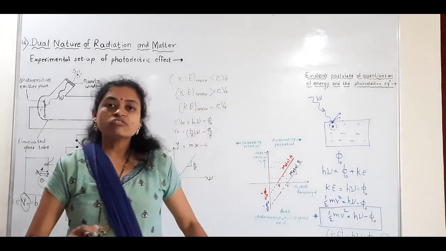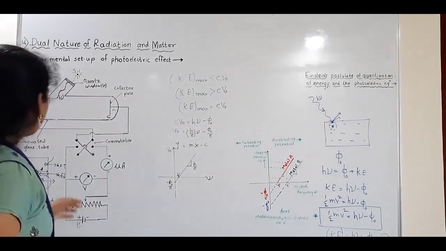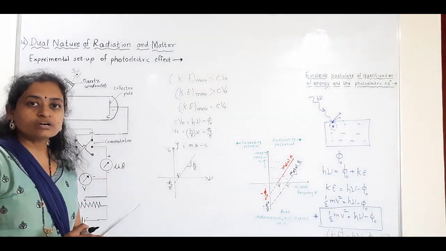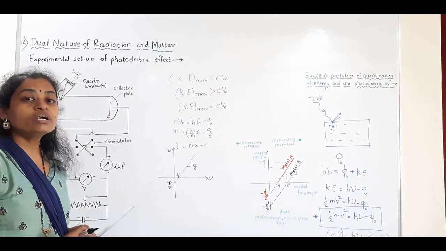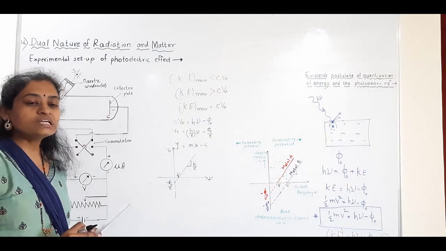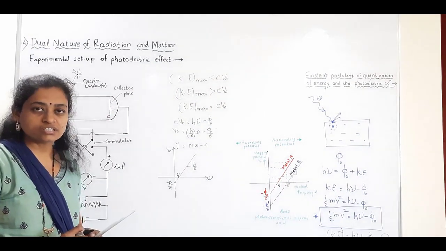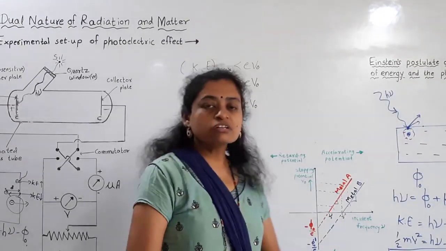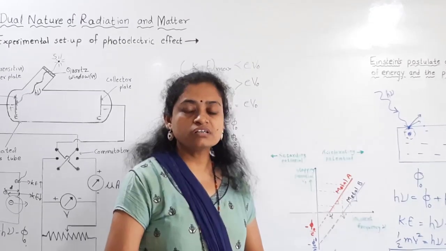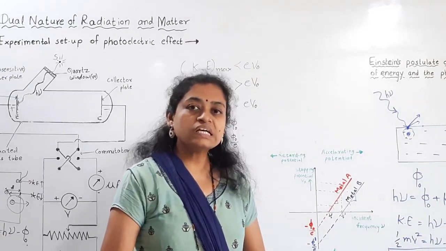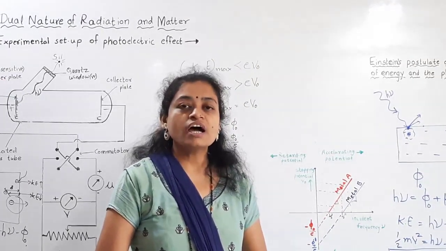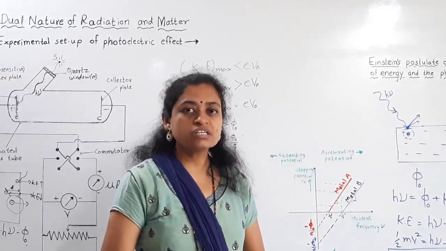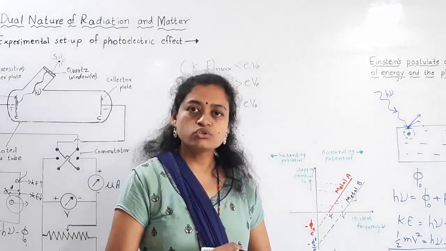From all these, we can conclude that photoelectric current does not depend upon the frequency, but depends upon the intensity of the incident radiation. We can also conclude that photoelectric current depends on the intensity of the incident radiation and the potential, even if the frequency of the incident radiation is greater than the threshold frequency.